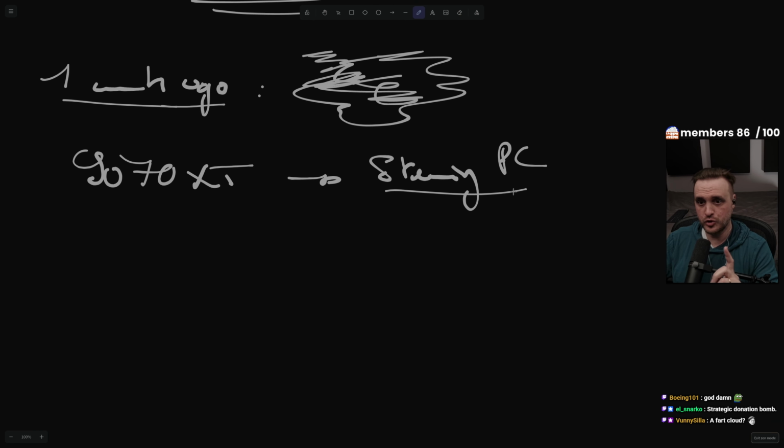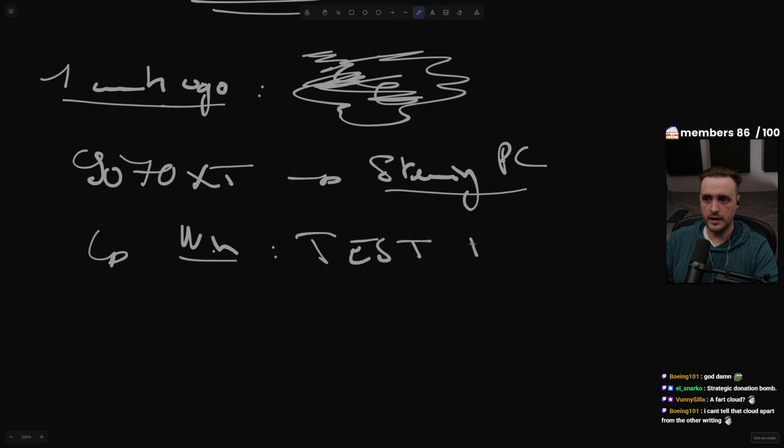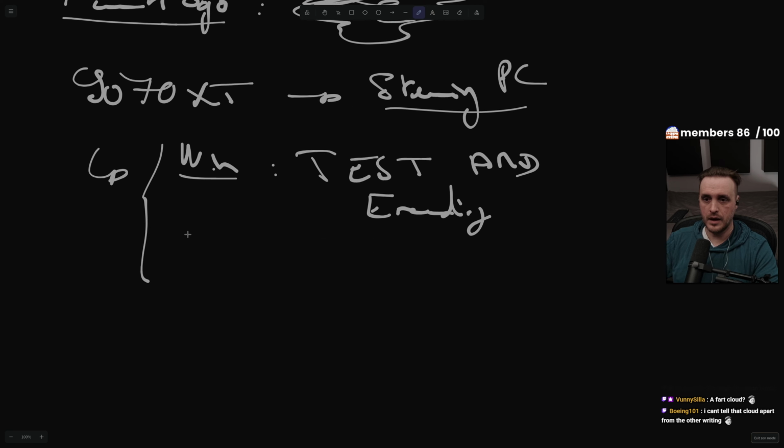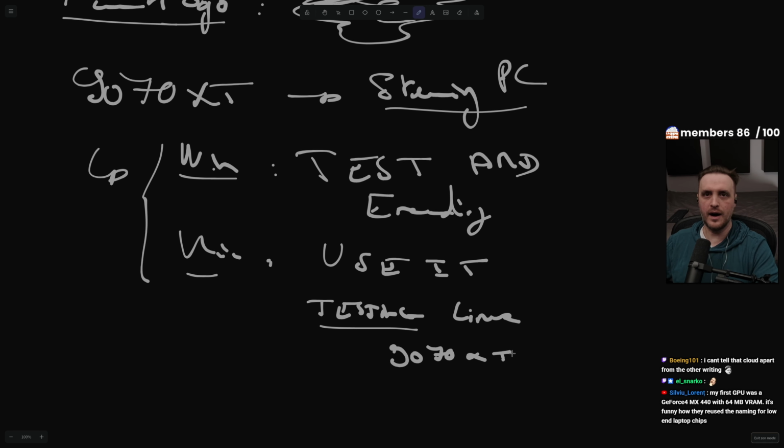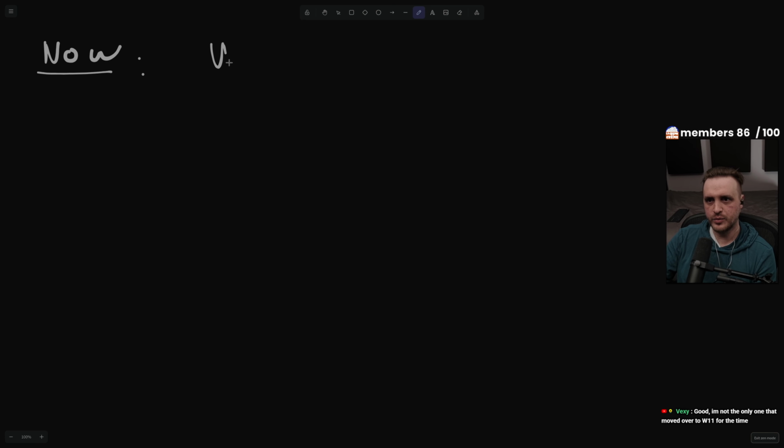And here, it's a double win for me, right? It's a win because one, I can test AMD for encoding. And it's another win because I can use the second PC for testing the advance of Linux with the 9070 XT. I don't have to remove my 4090 anymore. It's just in my second PC. I'm good. This was the whole idea. So now I have Windows 11 plus the 9070 XT in the streaming PC.